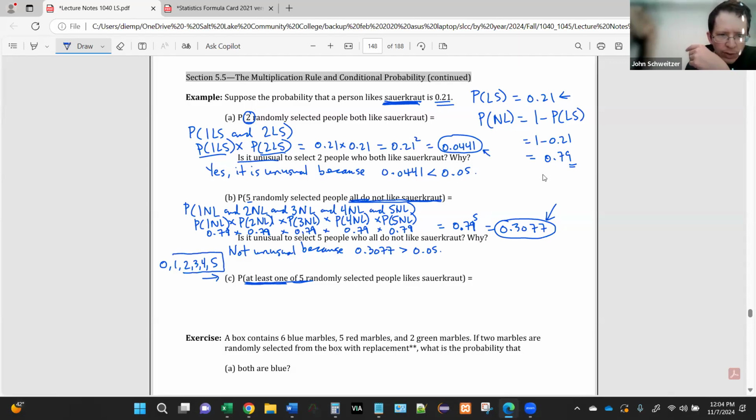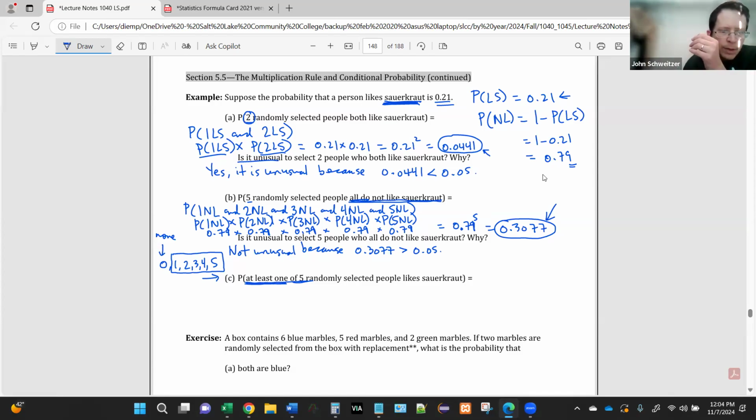Well, any of these represent at least 1, right? If 1 likes it, then that's at least 1. If 2 like it, that's at least 1, all the way on up to 5. There is one possibility, though, that's not in the at least 1. It's the none. And this happens every time you have one of these at least 1 problems. There's none, and then there's everything else. So there's basically 2 groups, and they're non-overlapping. They're complementary events. It's like rain and not rain.